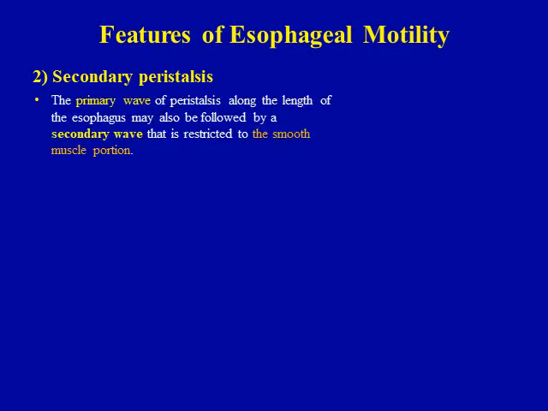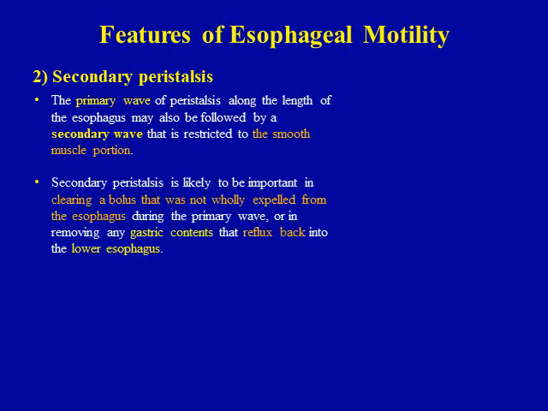The primary wave of peristalsis along the length of the esophagus may also be followed by a secondary wave that is restricted to the smooth muscle portion. It means it can start from the middle third, and also it can occur in the lower third. Secondary peristalsis is likely to be important in clearing a bolus that was not wholly expelled from the esophagus during the primary peristaltic wave, or in removing any gastric contents that reflux back from the stomach into the lower part of the esophagus, and this is called gastroesophageal reflux, as we'll study in one of the tutorials.